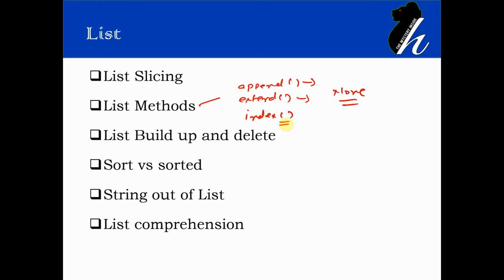So what is this index? Index searches for an element in the list and returns the first occurrence. If you want to specify a range of valid indices, you can indicate the start and stop indices. If the element is not found, it would raise an error.